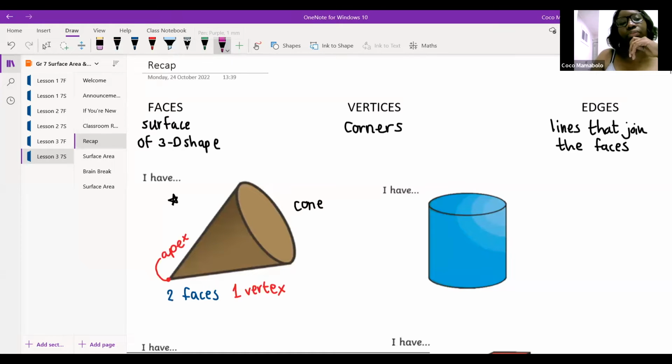Are you going to tell me, Olwa, how many edges do I have on my cone? Edges. Miss, I'm not sure how you calculate the edges, where you find the edges.